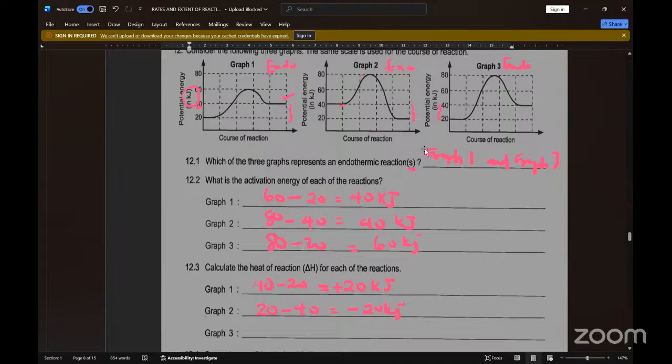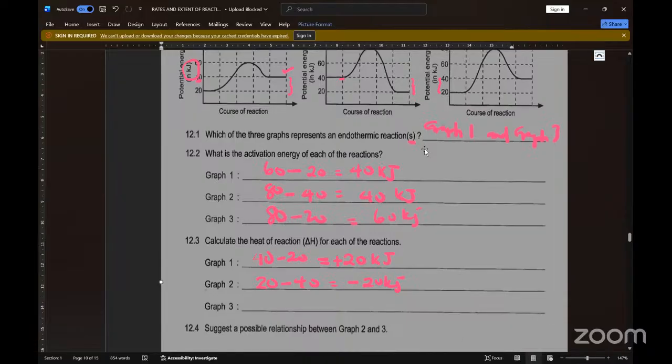And then the last one is this one. I can't see. This thing is interfering with it, but let's assume it is also an endothermic reaction, which is going to be the product, 40 minus 20, and that is what? Plus 20 kilojoules. Okay. So that's the relationship between graph 2 and graph 3.